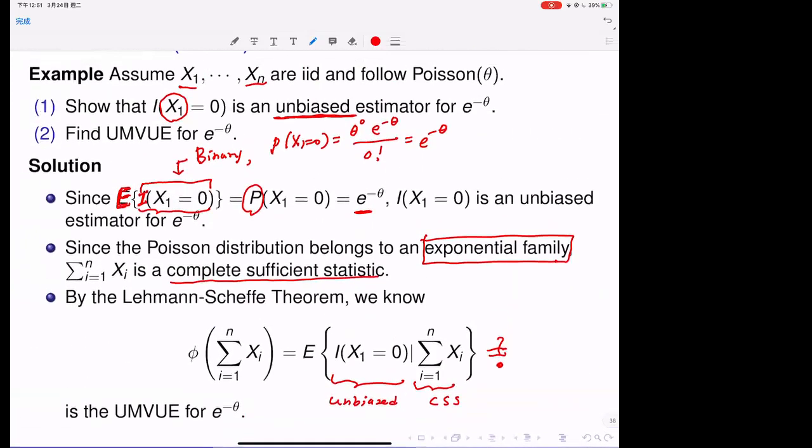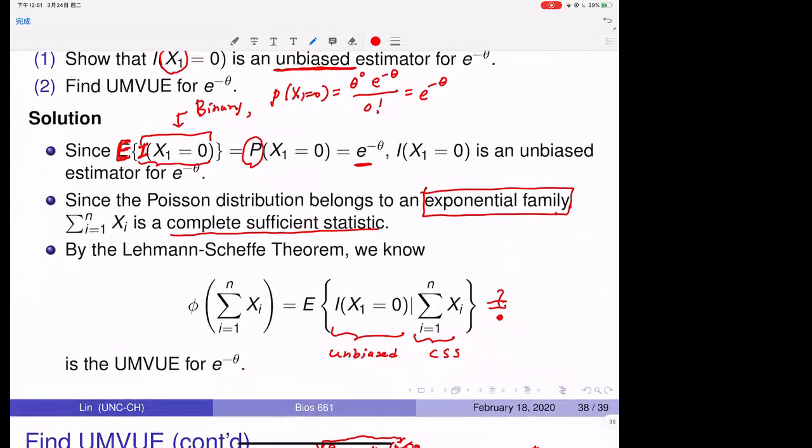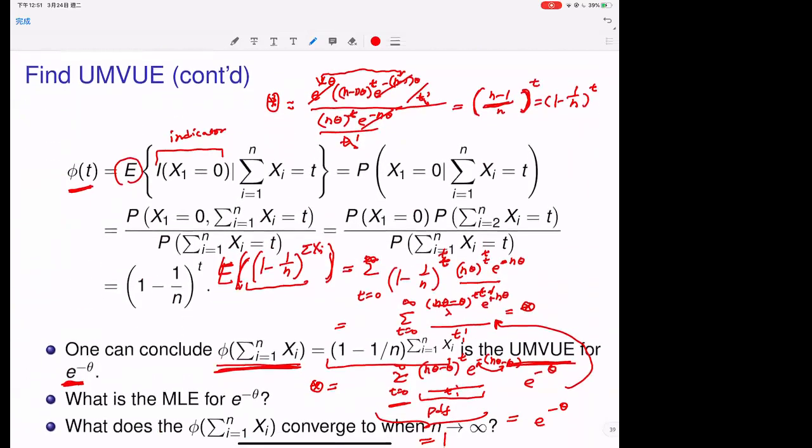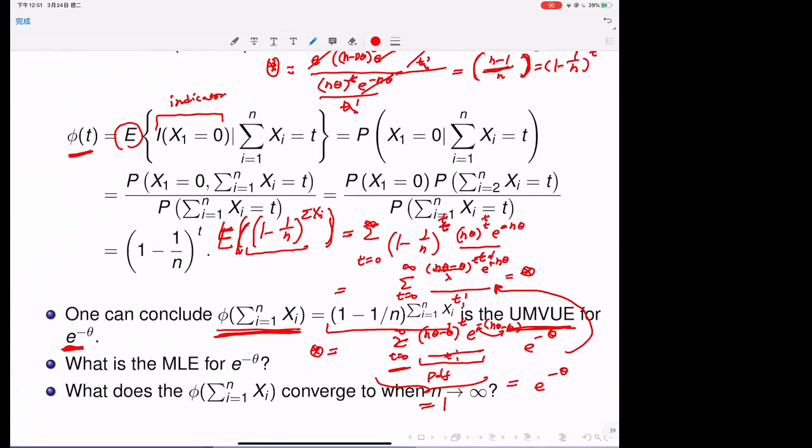Just one or two? No, just the last part you calculate. Just next slide. Next slide right here. Yeah, right here. Which one? The expectation of (1 minus 1 over n) to the power t. Why not? Because I think the expectation should be equal to the expectation of the indicator of x1 equals 0.